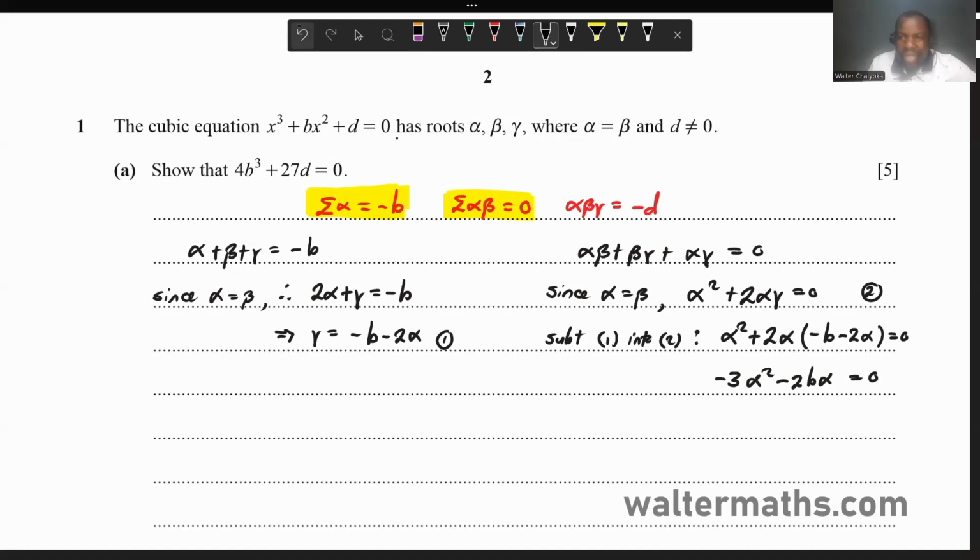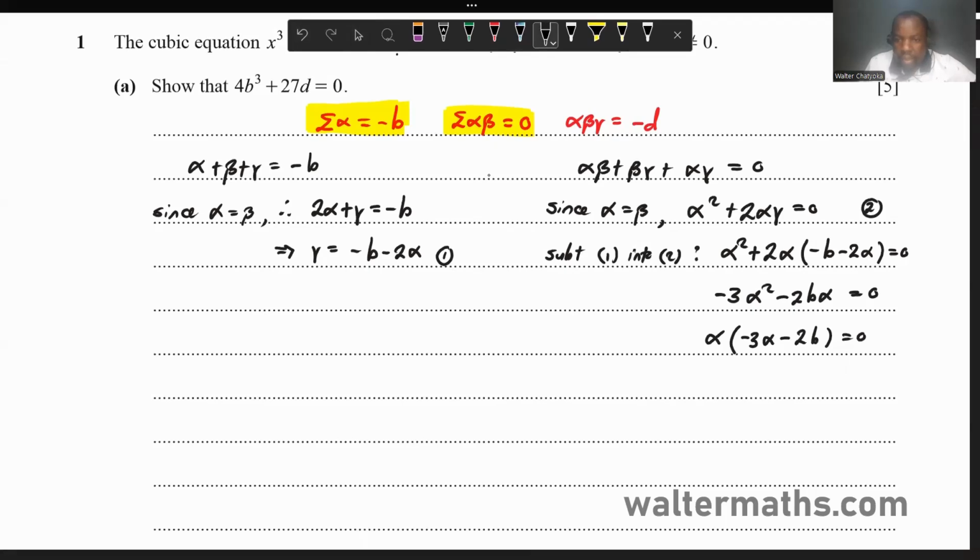All right. So this is what we are having. From this, I think we can take this a little further. If we factor out alpha, we'll be having minus 3 alpha minus 2b, basically equal to 0, which would mean that here either alpha will be 0 or minus 3 alpha minus 2b is equal to 0. All right. So we can actually make alpha the subject so that we express it in terms of b. Actually, it's going to be negative. So that's minus 2b over 3. All right. So this is another important result. I'll call this 3.